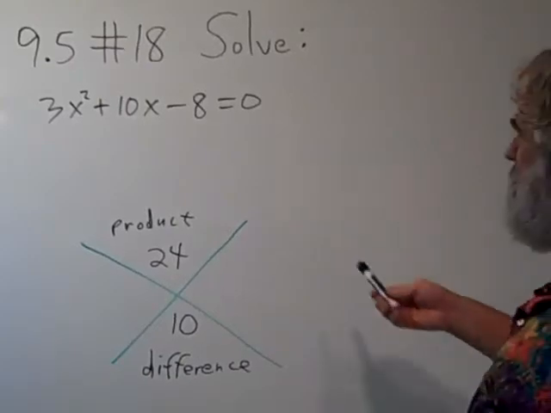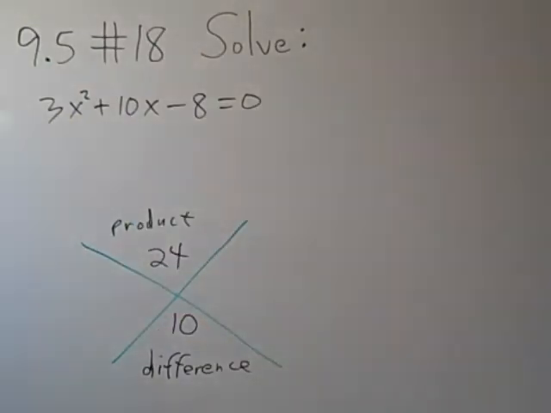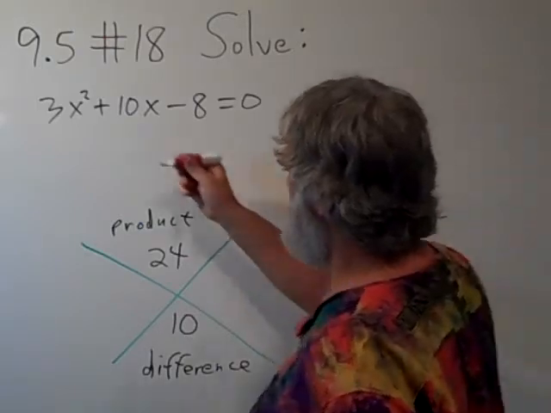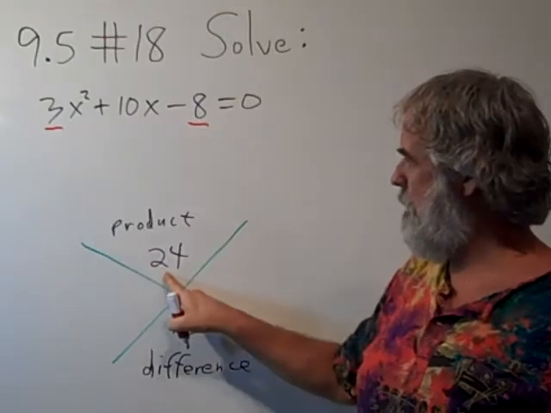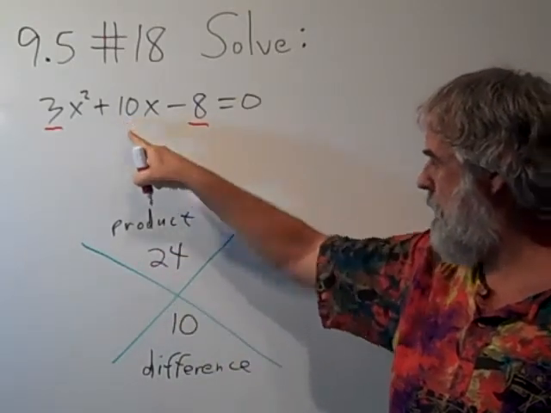Okay, to factor this polynomial, it has a coefficient other than 1 in the beginning, the leading coefficient. So this time we are looking for two numbers whose product is the product of the two numbers, which is 8 times 3 is 24. So we're looking for two numbers whose product is 24 and whose difference is 10.